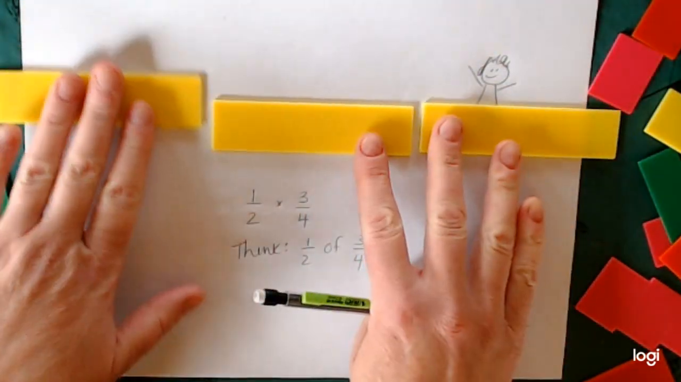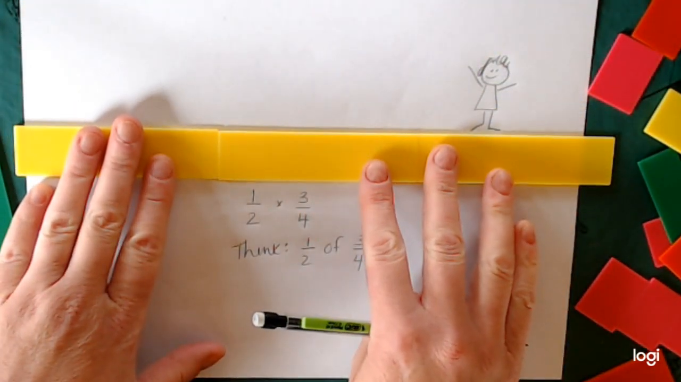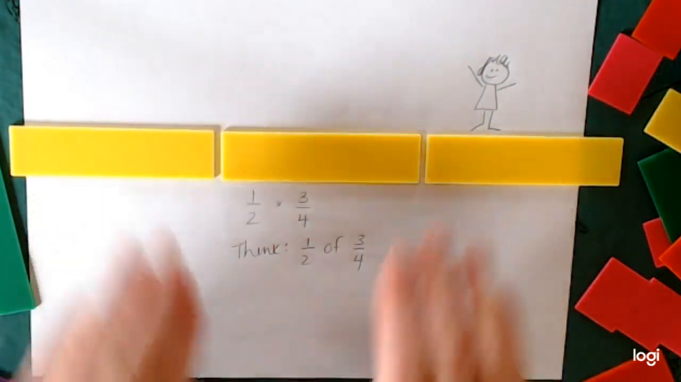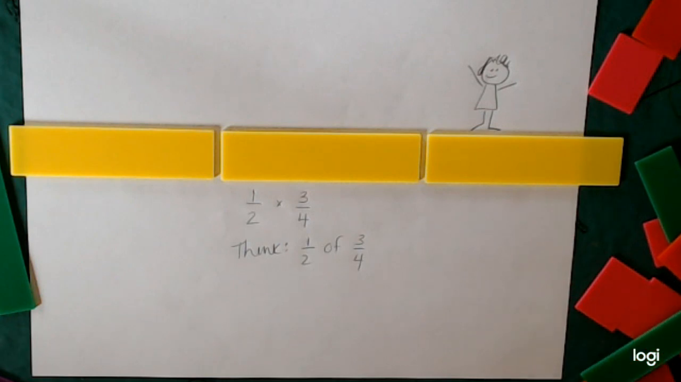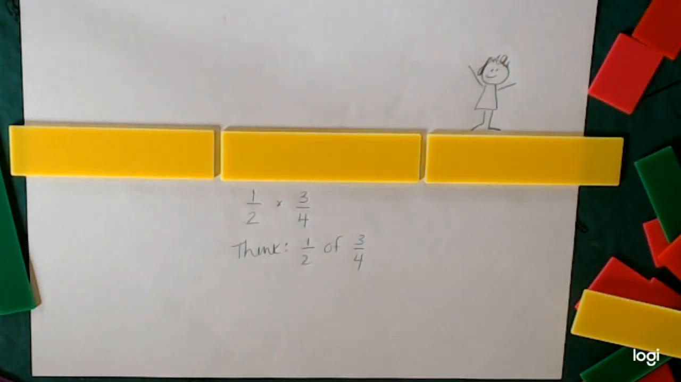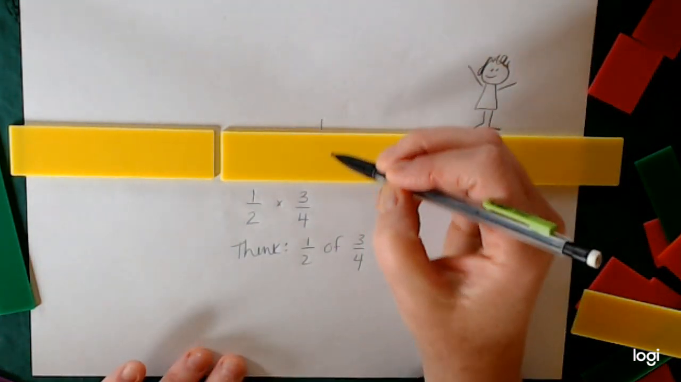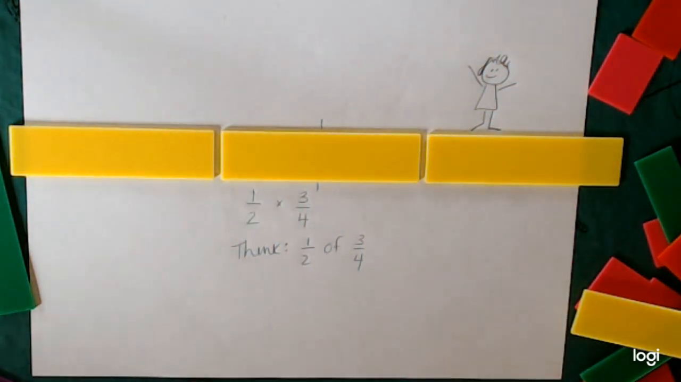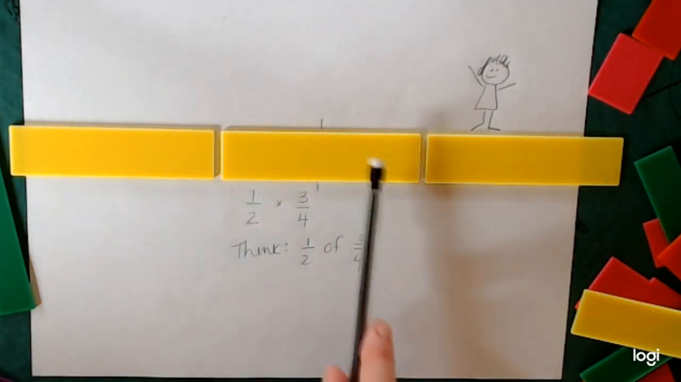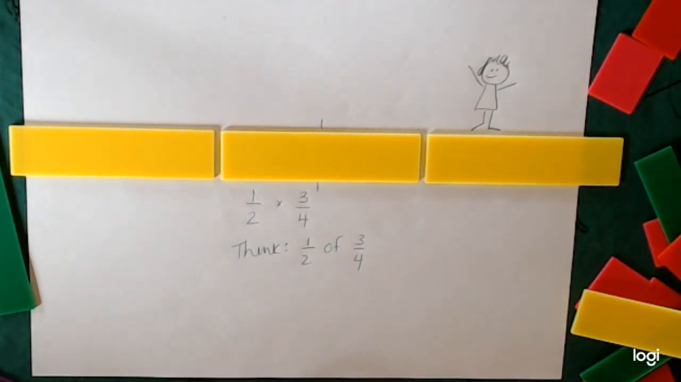So here is 3/4 right here. These yellow ones are my quarters. I have a fourth one to make a whole. 4/4 would make a whole. So there's 3/4 that you see laying out there. And I want half of that. So I want just the half of this right here. When you do fraction, and I might have to split these up in order to do that. So I'm going to do that.